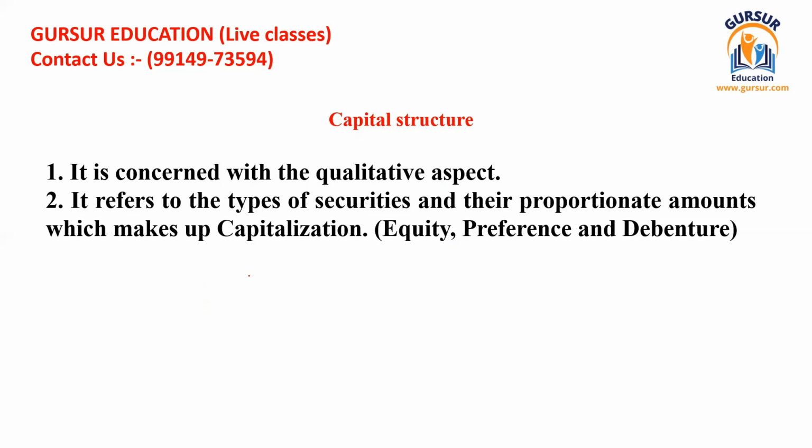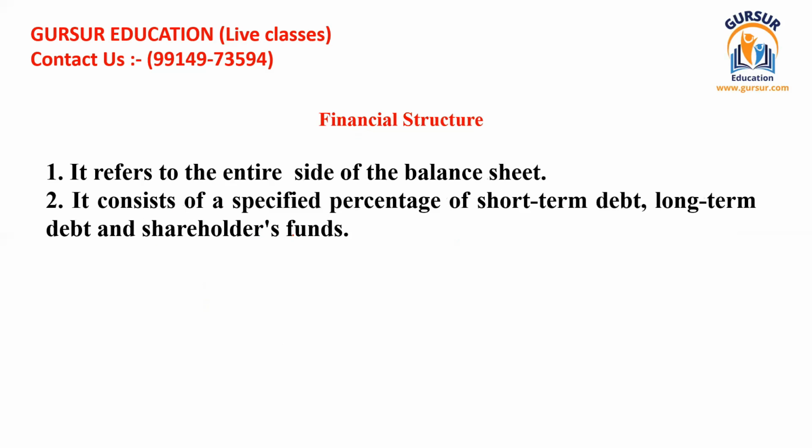Like you have issued equity, you have issued a debenture, you have issued a preference share, and how much money you have raised from all these securities. So this is the qualitative aspect. It refers to the type of securities and their proportion amount which makes up the total capitalization, which we have already understood. And the last one is the financial structure.